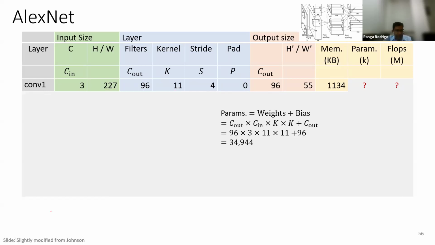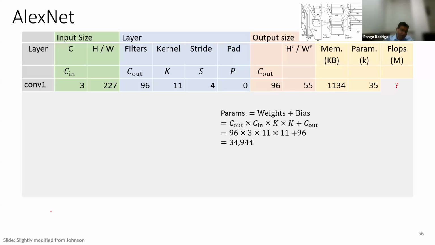Okay. So parameters, weights times biases: C out times C in times K plus C out. This is the regular computation that we do. 34, 35 kilo parameters, 35,000 parameters.